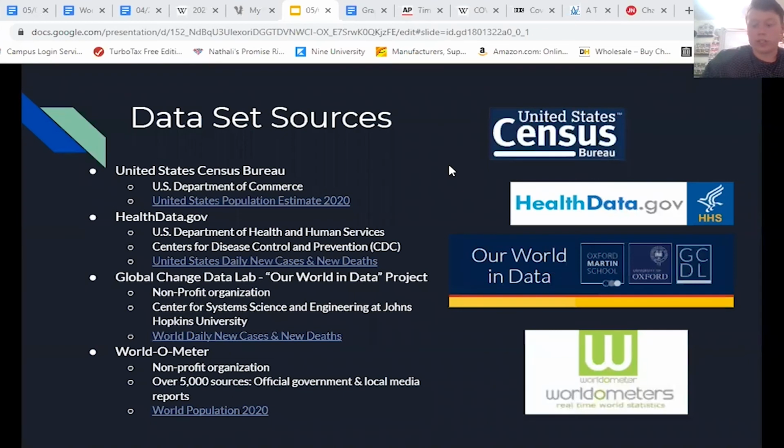These are a list of our dataset sources, including the United States Census Bureau, healthdata.gov, and Our World in Data.